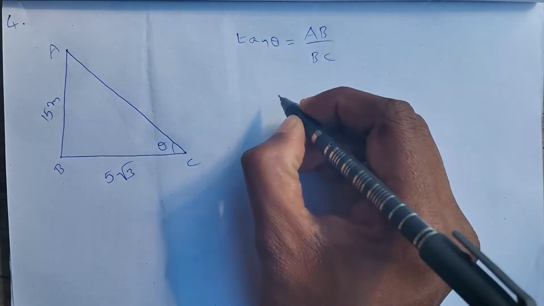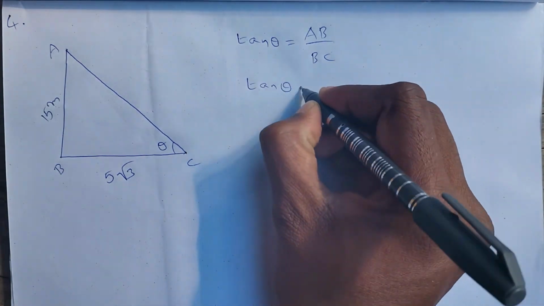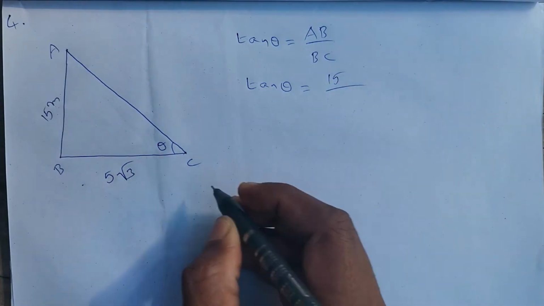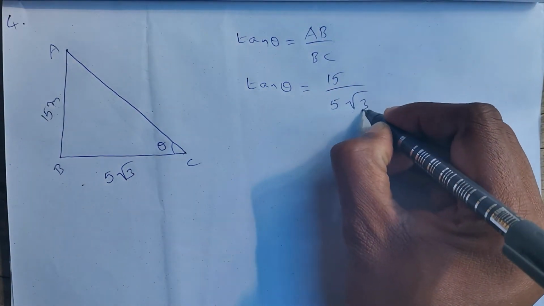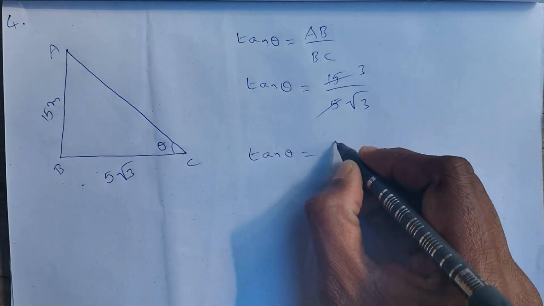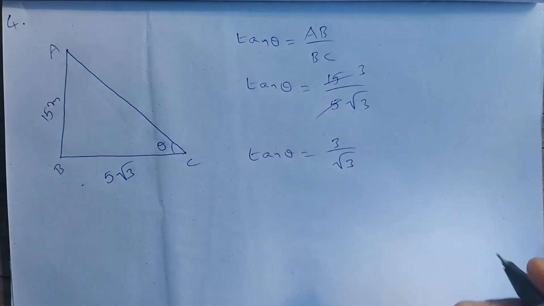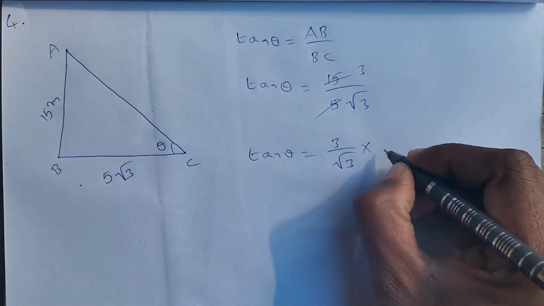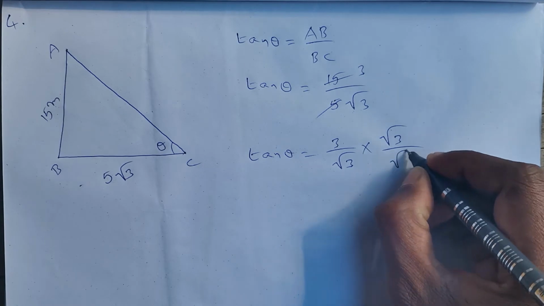Here theta we don't know, so that's why I am continuing it as theta only. Tan theta is equal to AB 15 divided by BC 5 root 3. 5 ones are 5, 5 threes are 15. So we got tan theta is equal to 3 by root 3. Again here we don't want any irrational number in the denominator, so that's why multiply and divide by root 3.